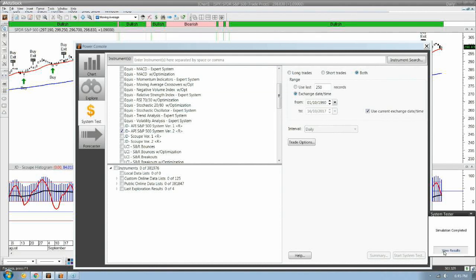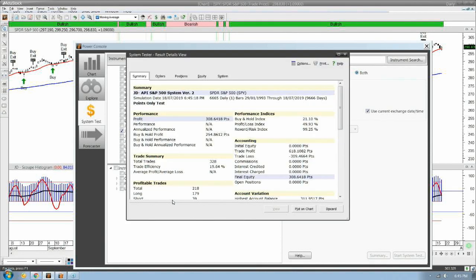So running down here in the back corner, we're going to see the results. As you can see, it has made about 308 points of profit over the last 25 years or so. The SPY's not even 308 right now, so it's made more points trading both sides of the market than the SPY would have if you had bought the SPY at 0 when the history started here.